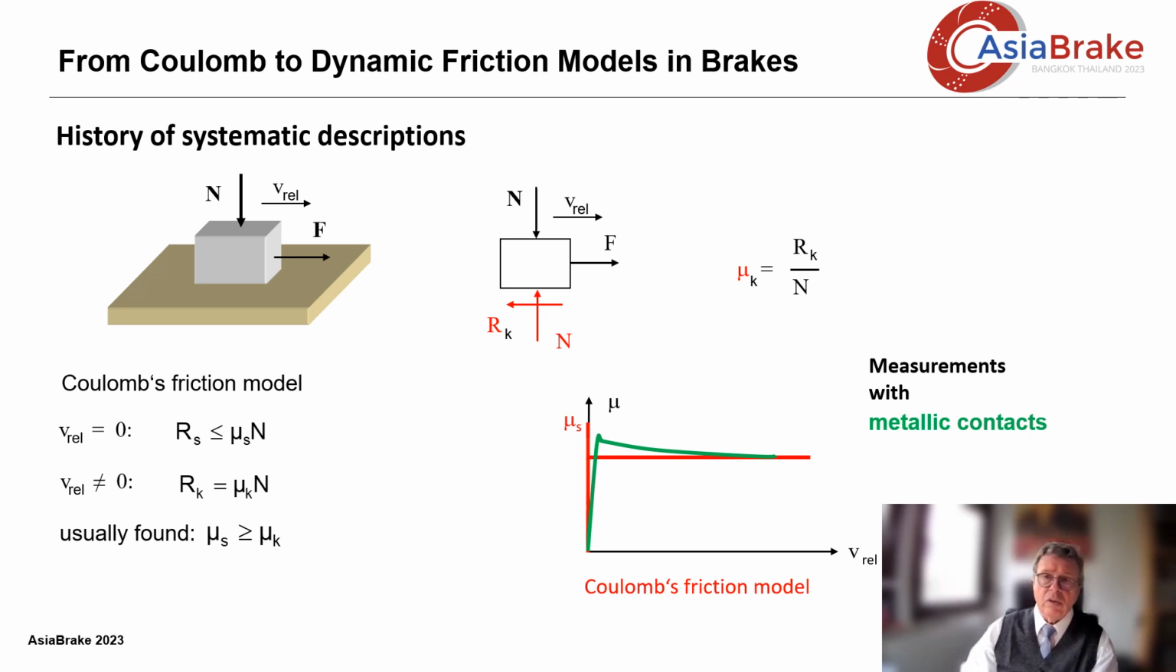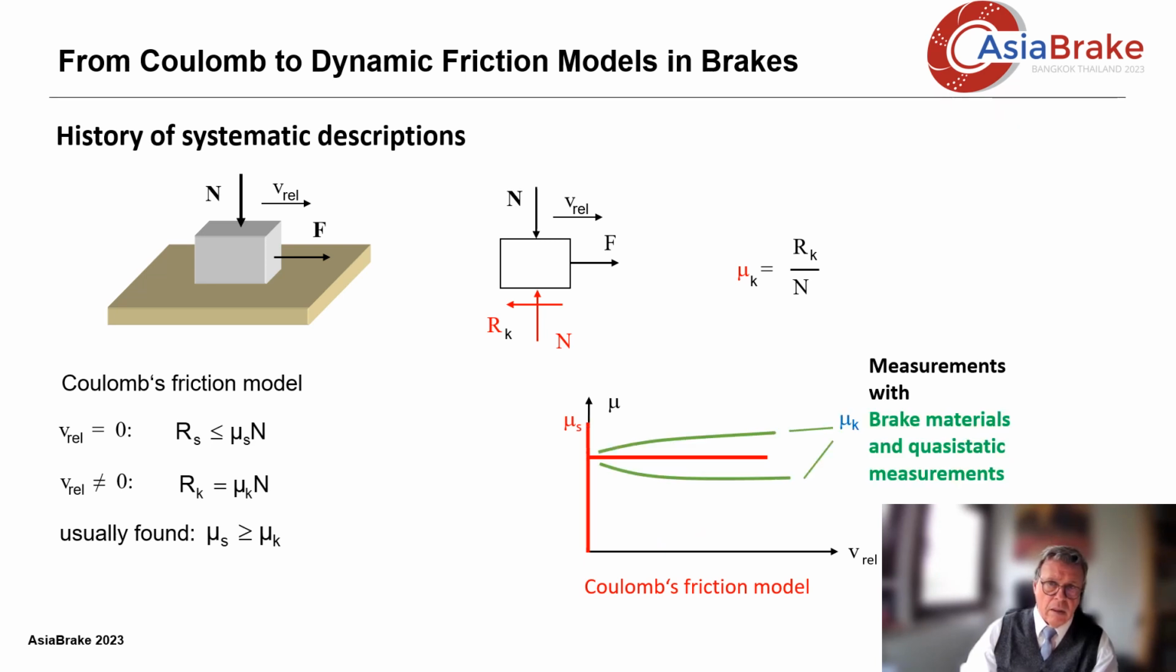If you look at metallic contact, for instance, you find something like this for mu over speed. With an elastomeric contact, for example, tires on the road, you will find something like this. And with lubricated contacts, you get a famous Stribeck curve. Such curves can be found in brakes, but only in quasi-static measurements. That is measurements at constant speed. If the speed changes during braking, which is what the brake is for, the curves can look completely different.